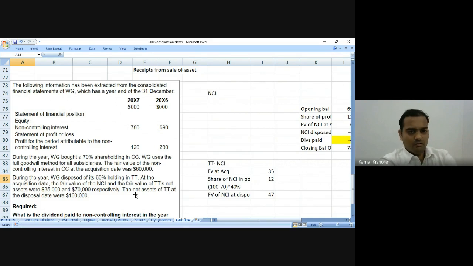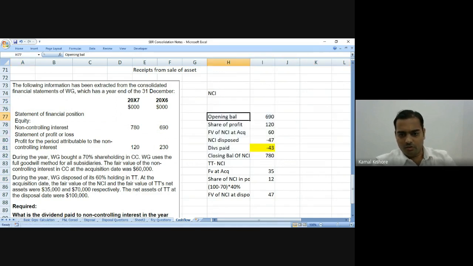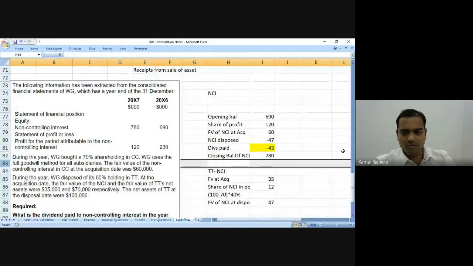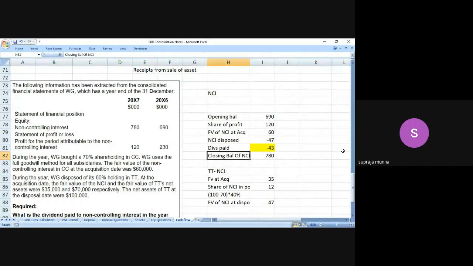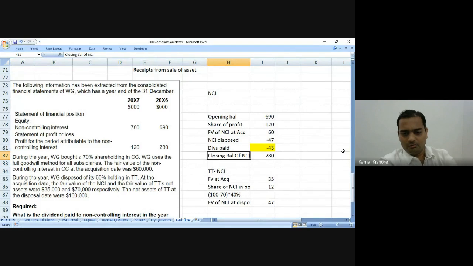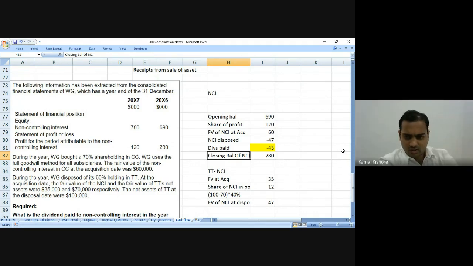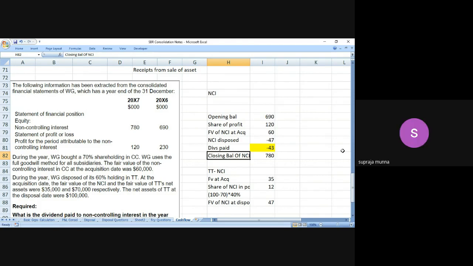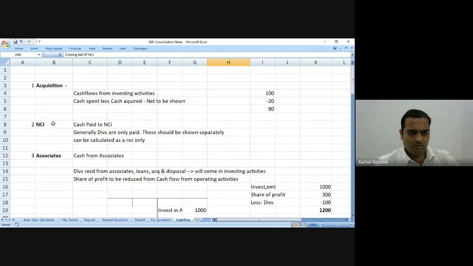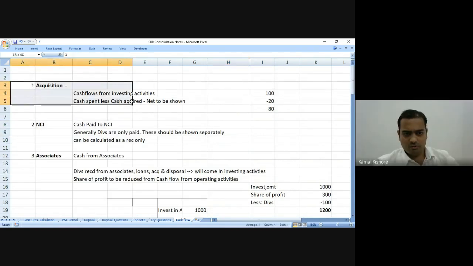So did we understand this working? I know it is complicated, but if we practice a couple of questions, there are a lot of questions in your materials. If you practice a few, it will definitely be easier, not a big deal. Other things are similar, basically how cash flow is prepared, where we had seen three things: NCI, acquisition, which is straightforward.